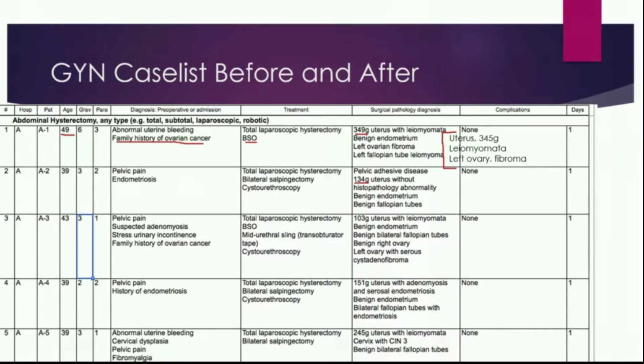Okay, so uterus, 345 grams, indent 1 space, leiomyomata, indent 1 space, left ovary, fibroma, and then I can say fallopian tubes benign. But I like the way I've done it because it takes more of the words out and still gives the same information. Yeah, and it's a little more succinct, going back to that summarize and simplify idea we alluded to earlier.